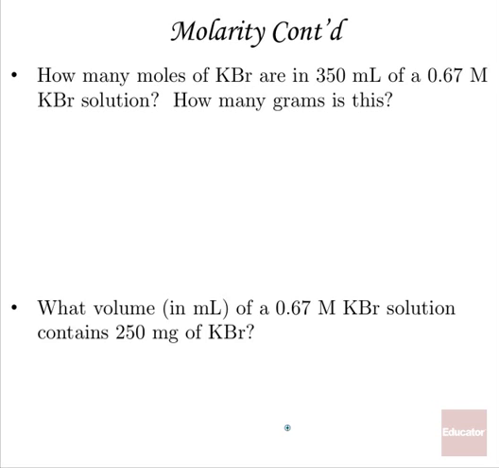And how many grams is this? All right, so remember how we tackled dimensional analysis? You always start with the unknown. So what's the only thing that's given to us that's not part of a ratio yet? Well, 350 milliliters is by itself. That looks pretty good. And 0.67 molar.